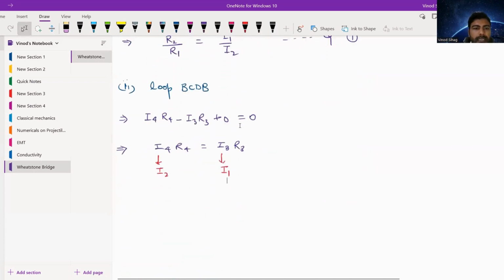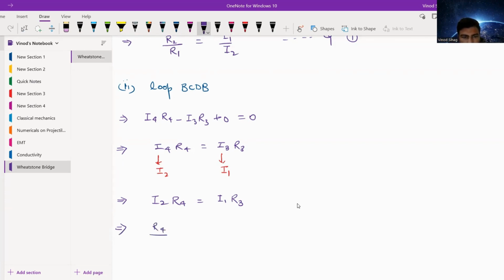So the equation will become I2 R4 equals I1 R3. Now we have to separate the resistance and current. So what we can take: R4 divided by R3 will be I1 by I2. This is equation number 2.